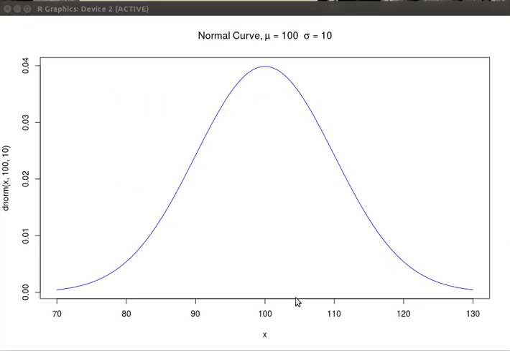Here's an example of a normal distribution curve. The mean in this case is 100 and the standard deviation is 10. As with any probability distribution, the normal distribution tells us the probability of selecting a number at random between any two values. So here between 75 and 85, this area under the curve represents the probability of picking one of those numbers at random.